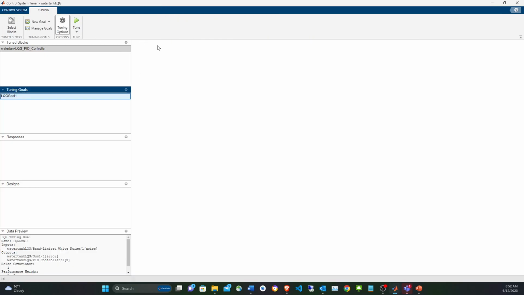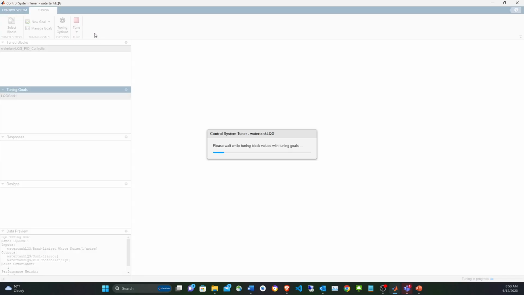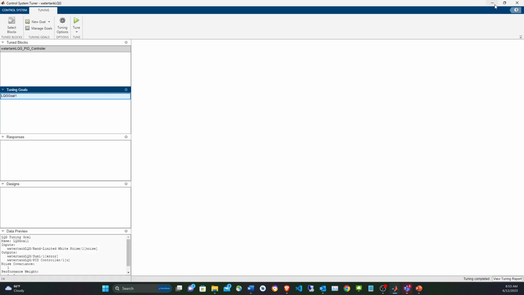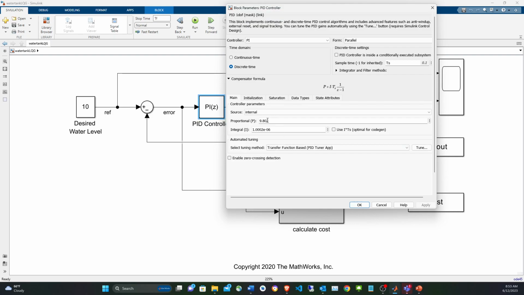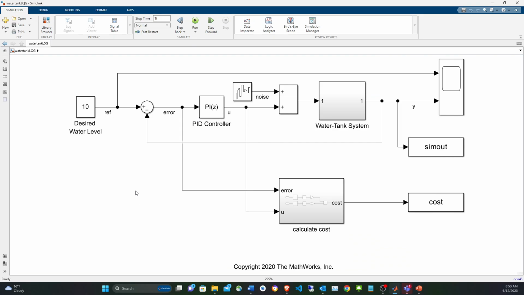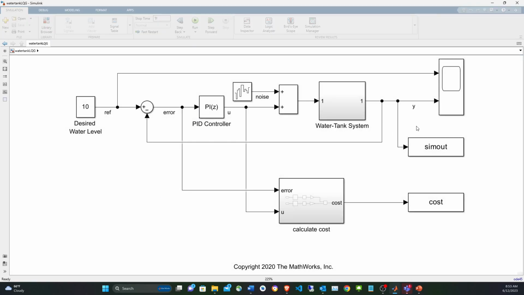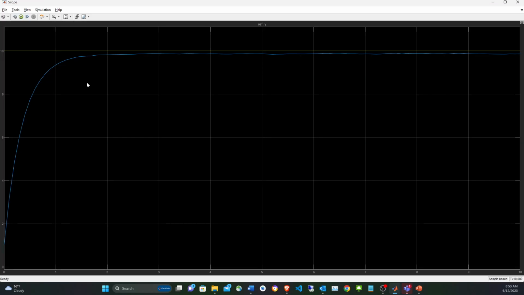Although reinforcement learning is not the scope of this part, I just wanted to show briefly how this works. Then just tune it, and we're gonna get the PI parameters from it, which in this case are gonna be 9.8 and 1e-6. Okay, so if you simulate this, you should be able to see the water level.